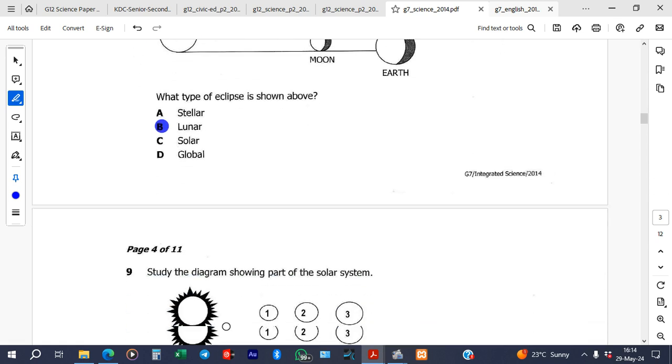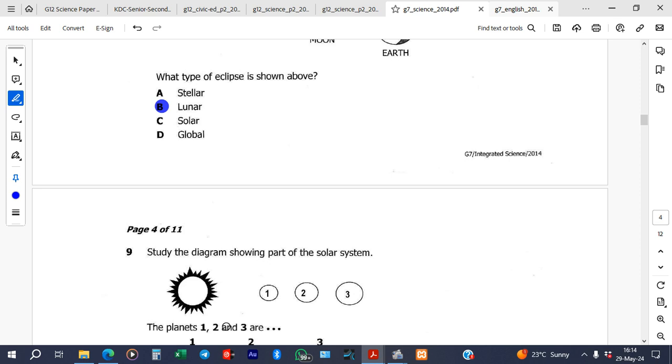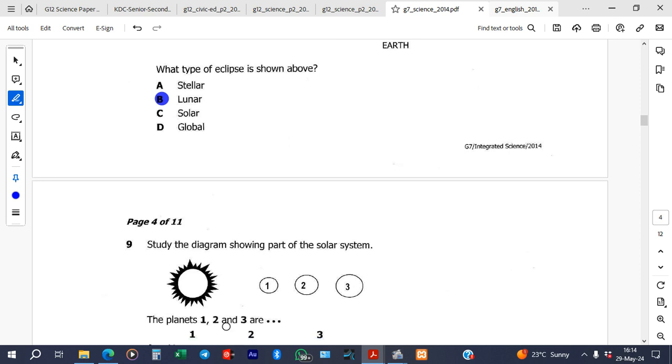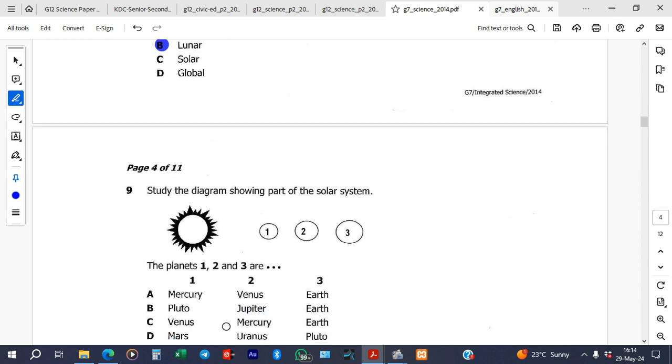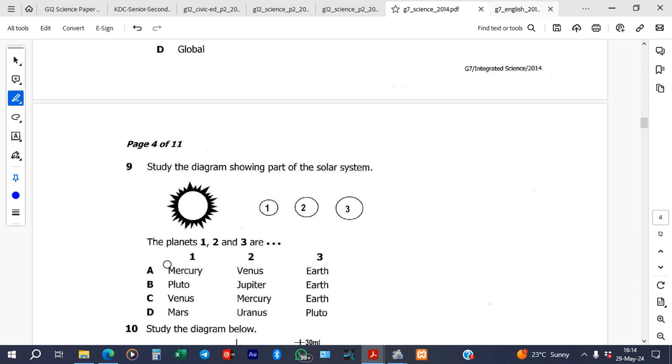Question 9. Study the diagram showing part of the solar system. The planets 1, 2, and 3 are. The planet that is closest to the sun is Mercury. The next planet is Venus, and the third planet is where we are, that is the Earth. So it would be Mercury, Venus, and Earth. And your correct answer is A.